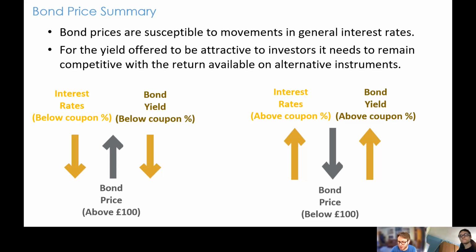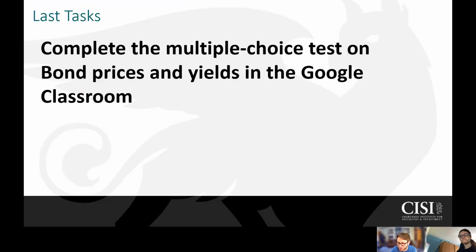Thank you very much. There is another multiple choice test on the Google Classroom where I think there are 10 questions asking you to calculate some bond yields. So make sure that you know the calculation. Remember, it's taking your annual coupon, dividing that by the bond price, so the price per £100 nominal of that bond. You then times that by 100 to give you your percentage yield. So please do have a go at those on the Classroom.